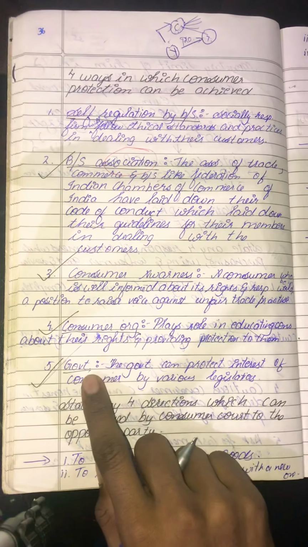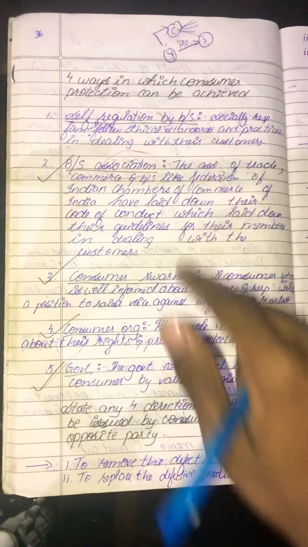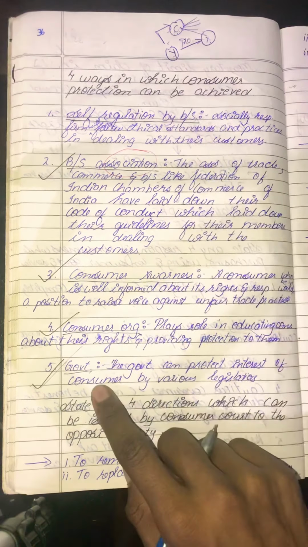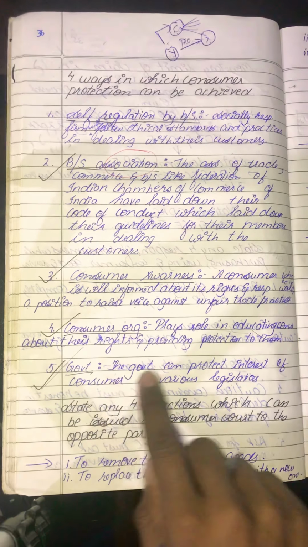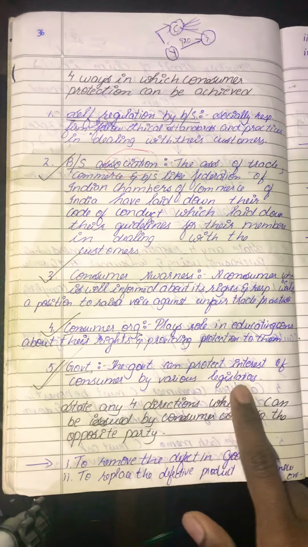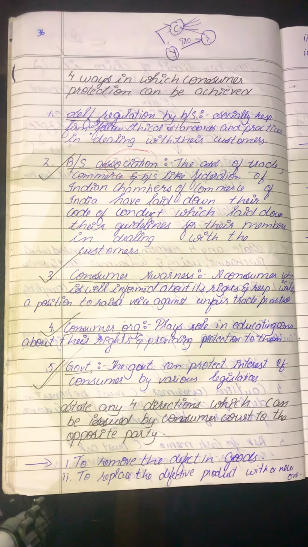Next one, who can protect? The protection can be achieved through the government. How is the government intervening, and how can the government help? The government can protect the interest of consumers by various legislation, like Parliament. They can implement laws and then bring them into effect in an executive manner. So even the government can play a very important role.